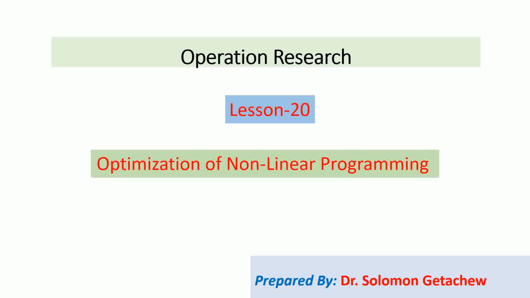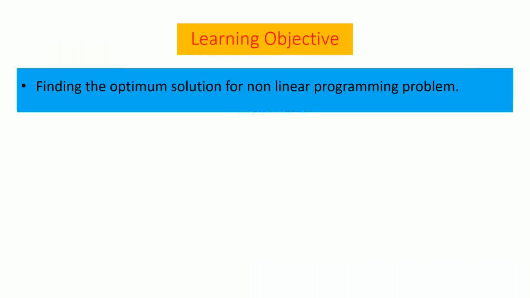Hello everybody and welcome back to the discussion of operation research, lesson 20, optimization of nonlinear programming. In the previous discussions, we have seen how to solve linear programming, and we have seen different types of linear programming like transportation problem, assignment problem, and so on. But in reality, however, there are also nonlinear relationships between the variables. So the objective of this particular lesson is finding the optimum solution for the nonlinear programming problem.